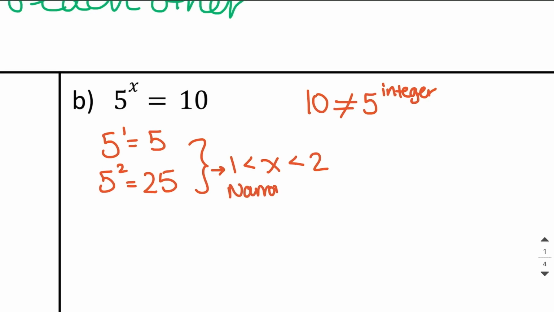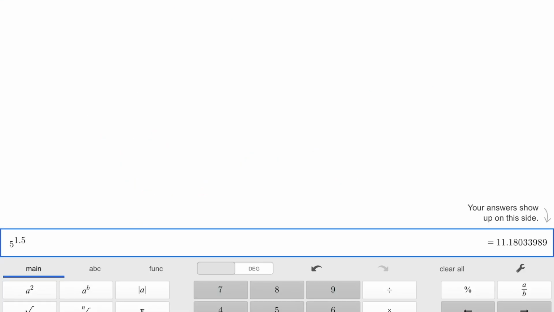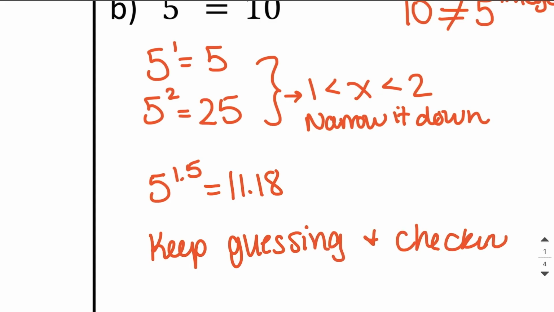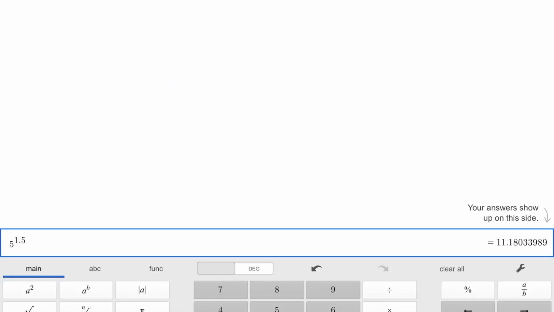So now we're going to narrow it down. So let's try like 5 to the power of 1.5 and see what we get. And we get 11.18 approximately. So that's too large. So maybe I can try 5 to the power of 1.4, 1.3, and I just keep guessing and checking until we get closer. So watch me on the calculator. So I'll try 5 to the power of 1.4. And I get 9.5, so that's a little bit closer.